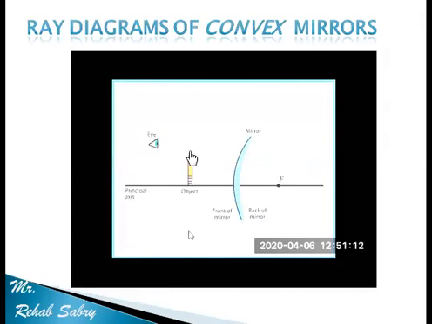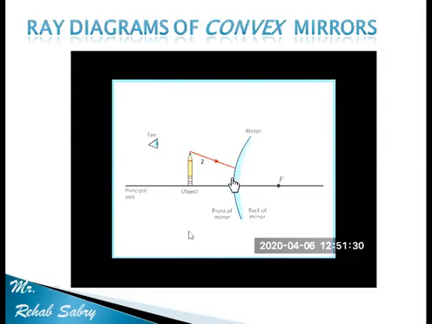Look, from here, we will send the two rays. This is the first one. It's parallel. Someone may say, Mister, it will go to the focus. No, the focus is behind the mirror. It will reflect such that the reflected ray is along the focus, like this. Look, from here, this is the reflected ray, such that its extension passes through the focus.